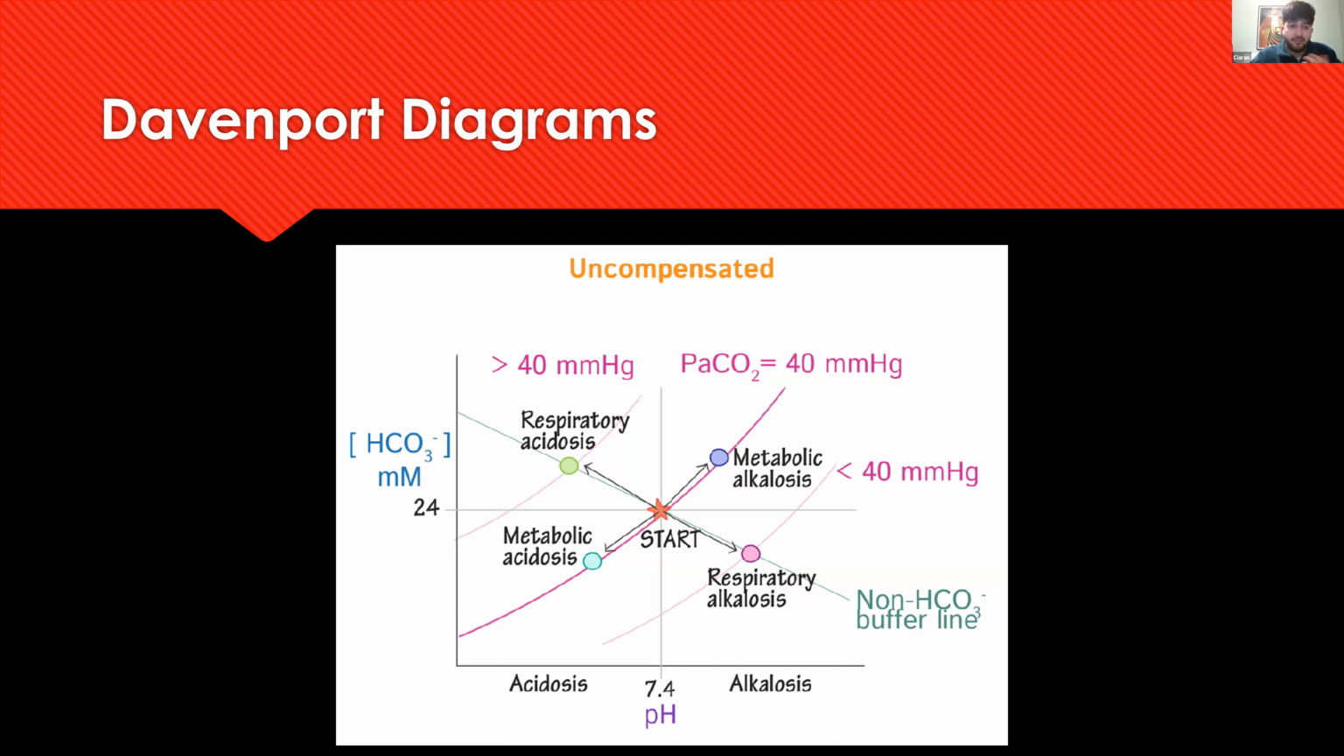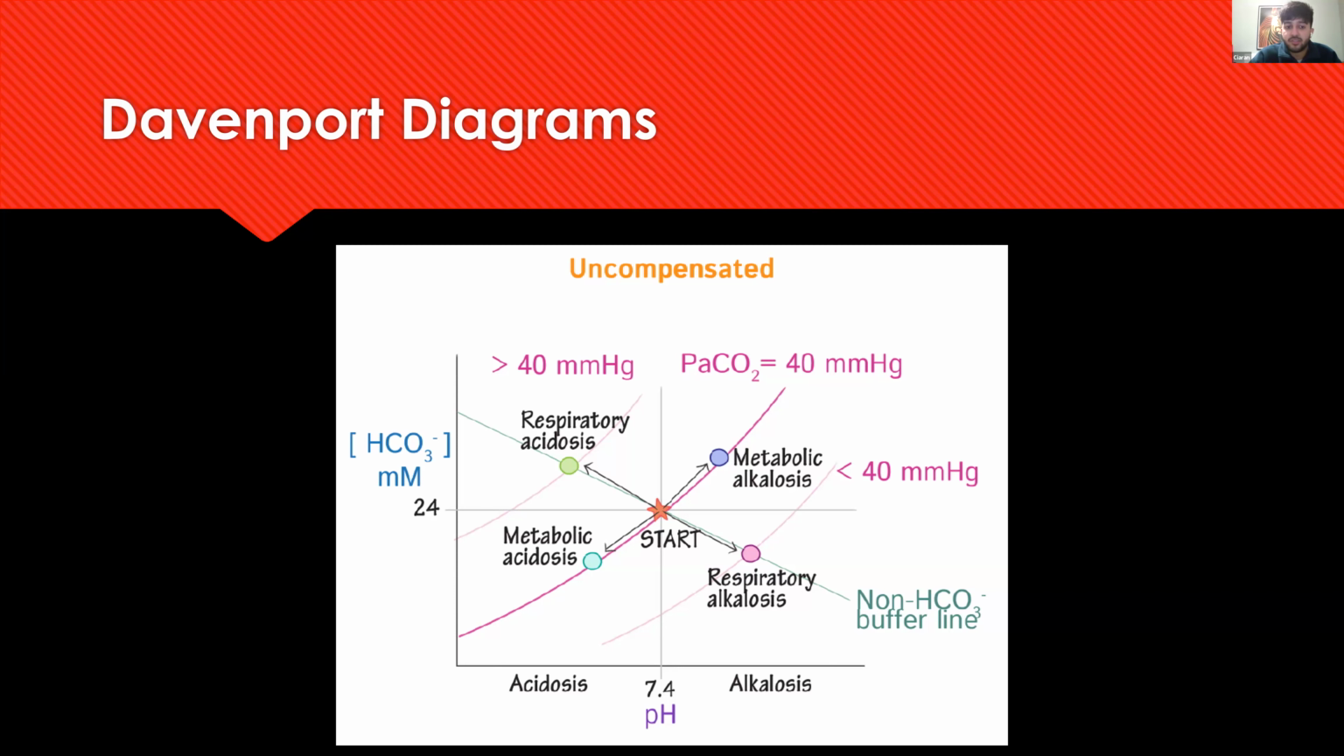Now, for respiratory causes, similarly, what you'll do is you'll slide along this normal non-bicarbonate buffer line to lines representing either lower partial pressure of carbon dioxide in the case of respiratory alkalosis, or higher partial pressures of carbon dioxide in the case of acidosis, where that carbon dioxide is being retained.